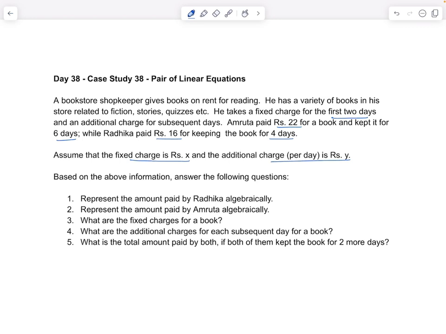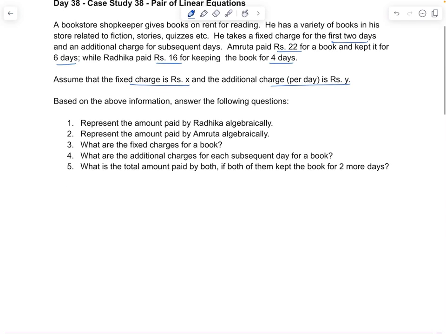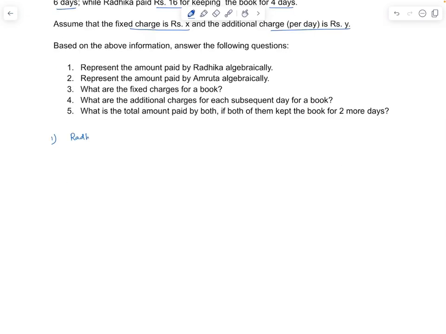Question 1. Represent the amount paid by Radhika algebraically. Radhika had kept the book for 4 days and she has paid rupees 16. The 4 days can be split as 2 plus 2. The first 2 days will be charged rupees X, that's the fixed charge, and for the next 2 days, per day it is charged as Y, so this will become 2Y. The equation is X plus 2Y is equal to 16. This is the first equation.